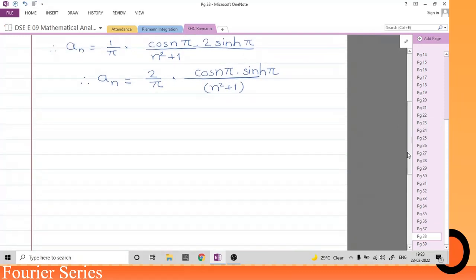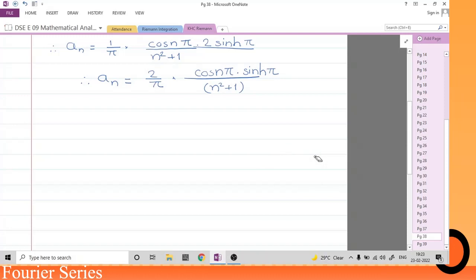As e raised to x is neither an even function nor an odd function, by replacing x by minus x, the function changes totally. E raised to x becomes e raised to minus x, and you cannot write e raised to minus x is equal to minus e raised to x. This is wrong. So obviously e raised to x changes when we replace x by minus x.